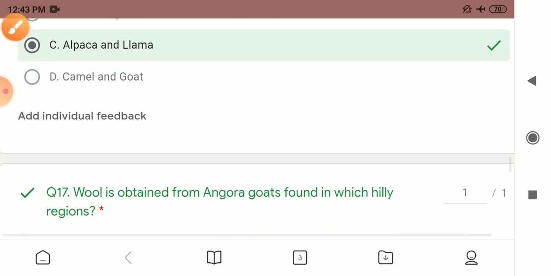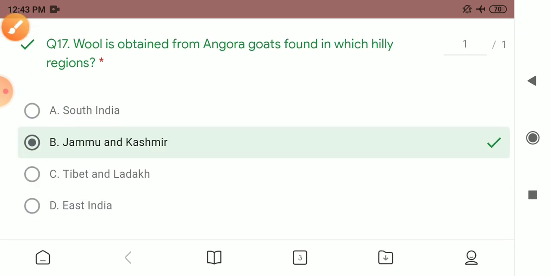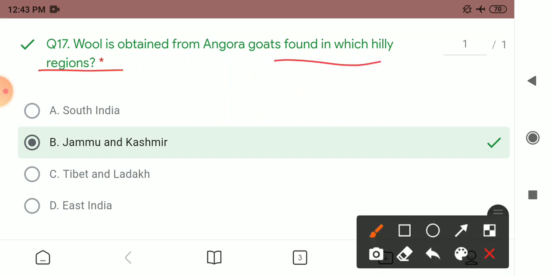Next is 17th number. Wool is obtained from Angora goats found in which hilly regions? The options are South India, Jammu and Kashmir, Tibet and Ladakh, or East India. So here your answer is option B, that is Jammu and Kashmir. In the hilly region of Jammu and Kashmir, people are getting the wool from the Angora goats. So here your answer is option B.